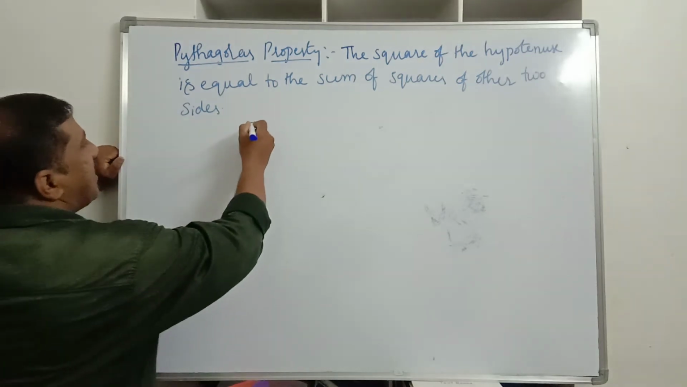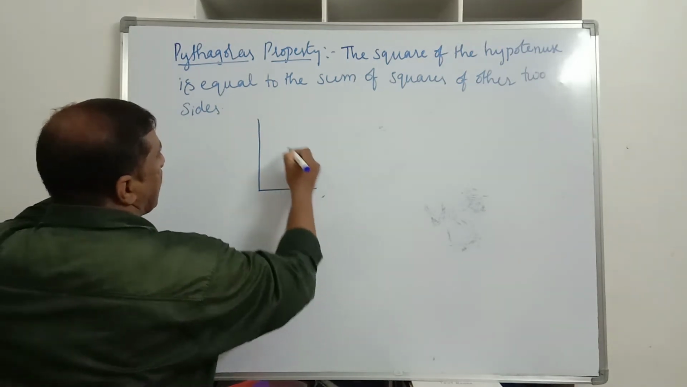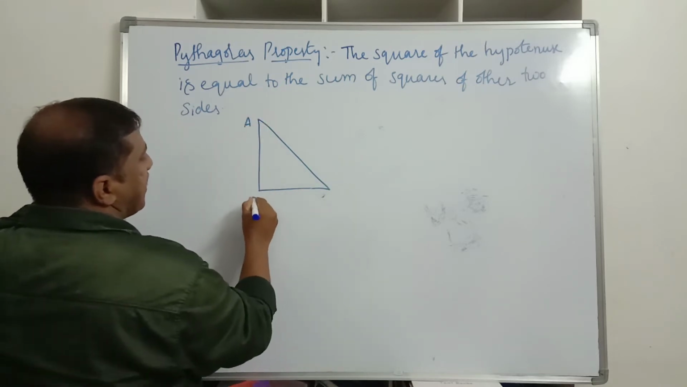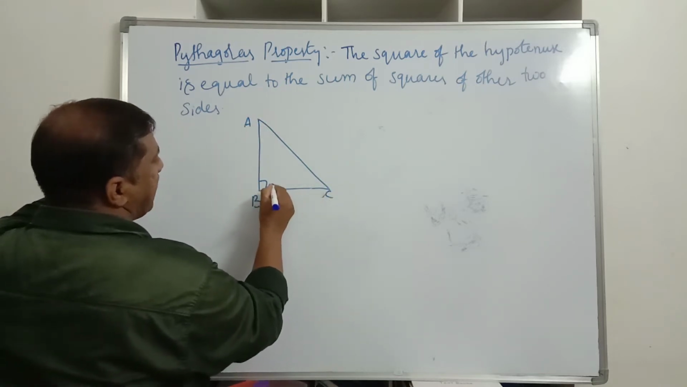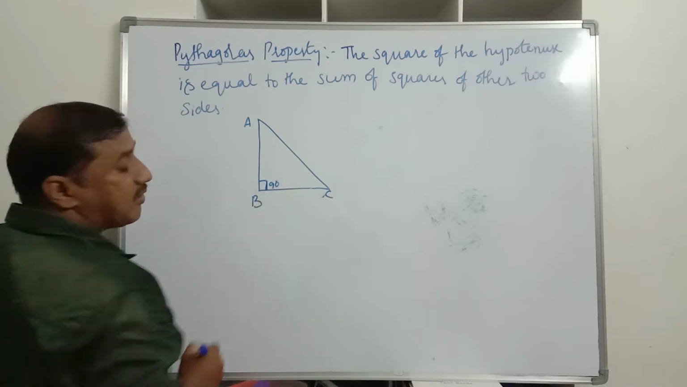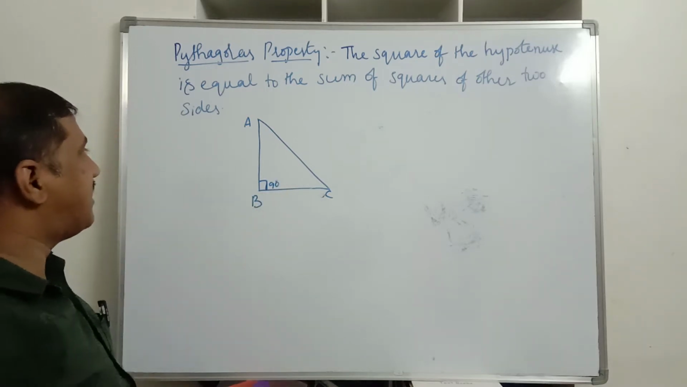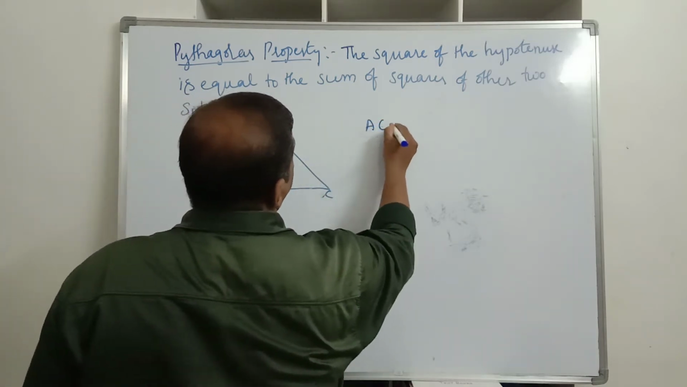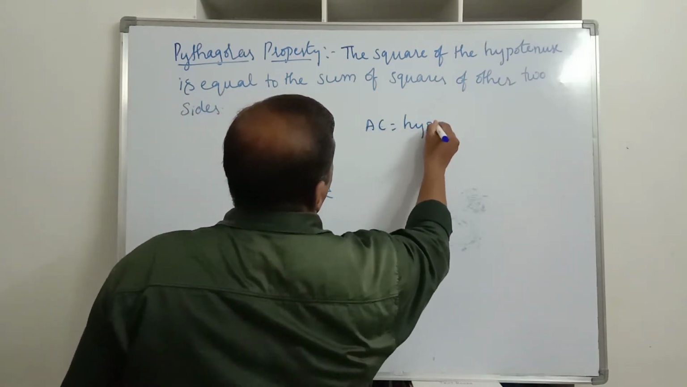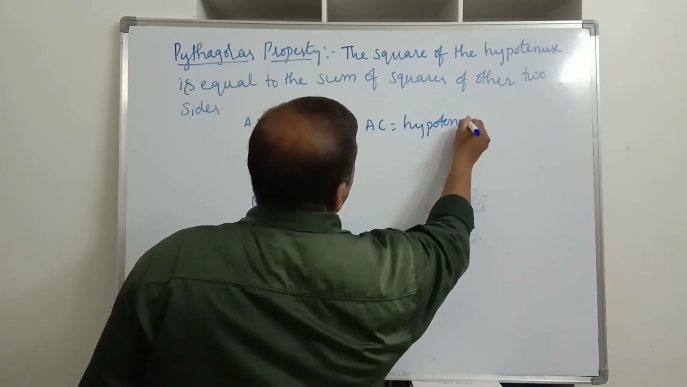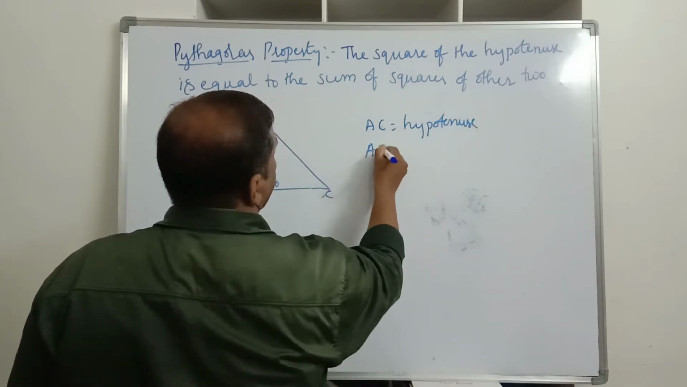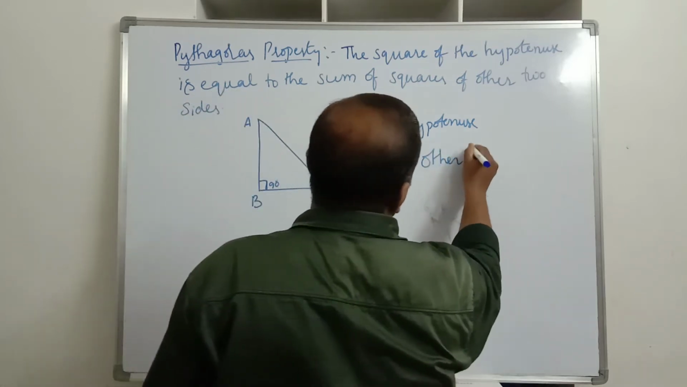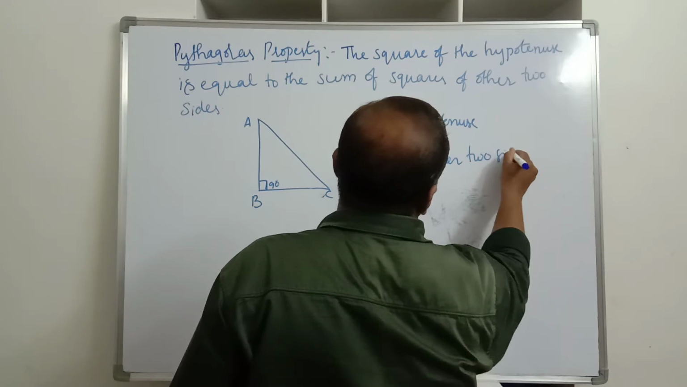You see here, let us take a right angled triangle ABC, right angle at B. This sign represents perpendicular, and it is 90 degrees. Here the hypotenuse is AC. AC is the hypotenuse. And what are AB and BC? AB and BC are the other two sides.